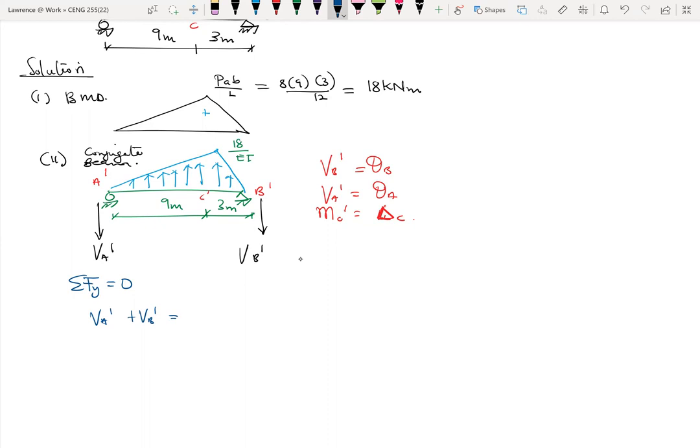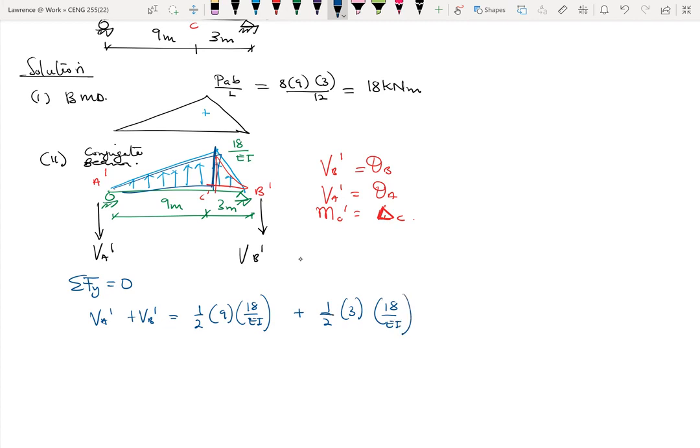You can easily find the area, and it depends on you. Sometimes you can break it into two, so I'll do that. I would have this section here and this section there. It doesn't really change anything. So I'll end up with half times a base of 9 times a height of 18 over EI, plus half times a base of 3 times a height of 18 over EI. You can combine them, it wouldn't change anything.